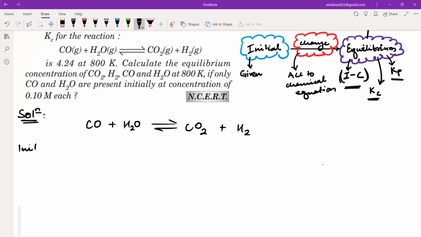So tell me, what is the initial? What is the initial mole of carbon monoxide?